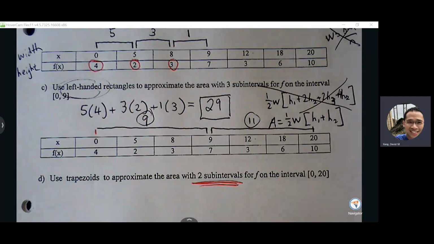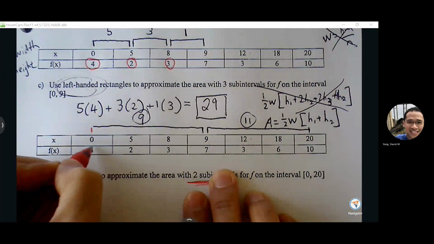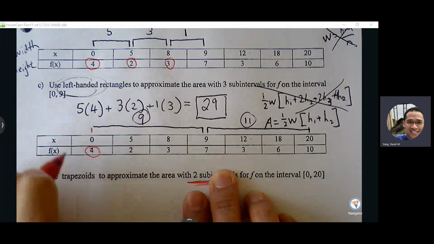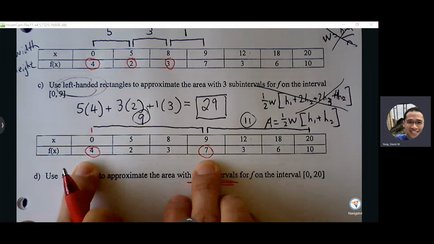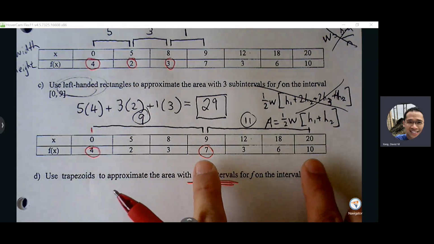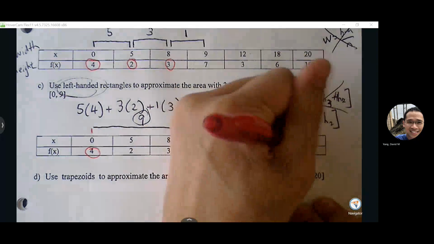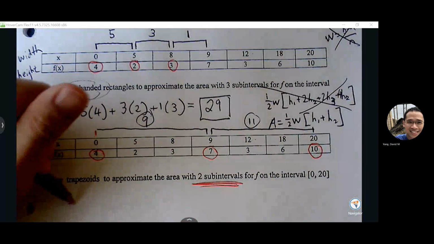So what is the height that we would choose for the first trapezoid? The 4 and the what? Good. So we're only using the ones at the ends. Height 1, height 2. And then the second trapezoid will only use a height of 7 and that. Good. So we'll just go through this formula twice.